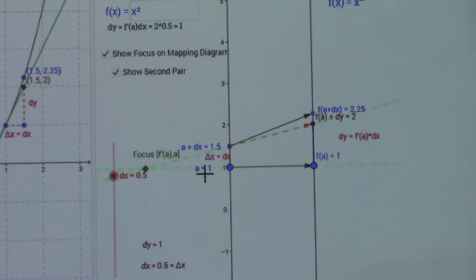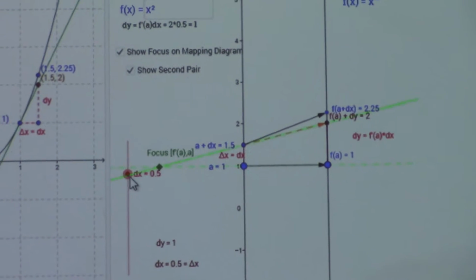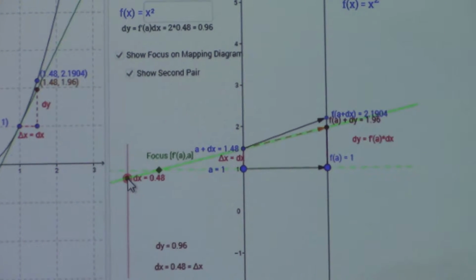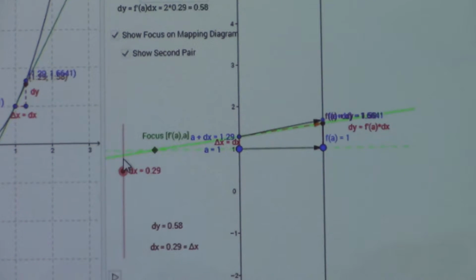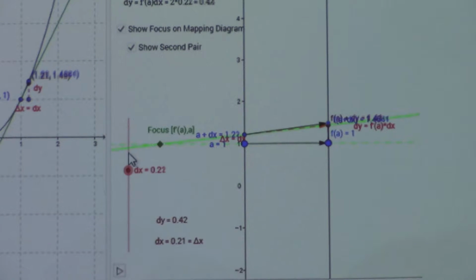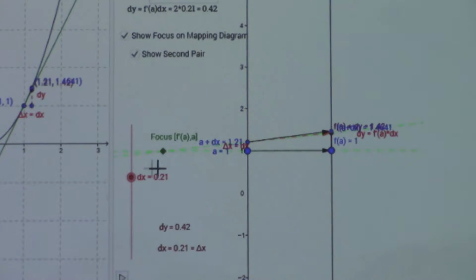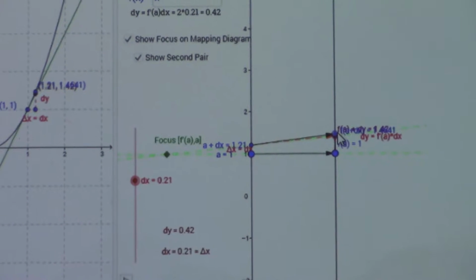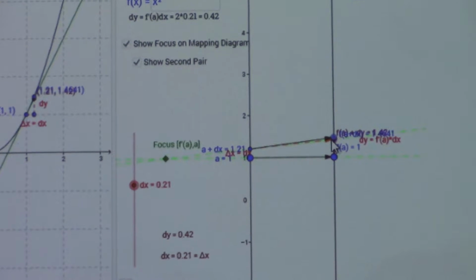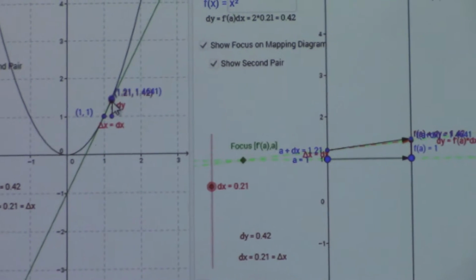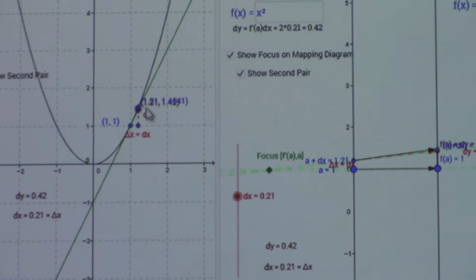If we make the change in x smaller, make the dx smaller, we get better estimates. And you can see that they're getting better because the arrow to the exact value and the arrow from the estimator are getting very close in the picture over here. The graph of the line and the graph of the curve are very close as well.